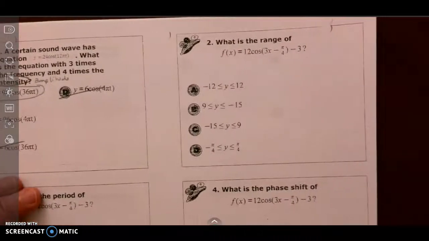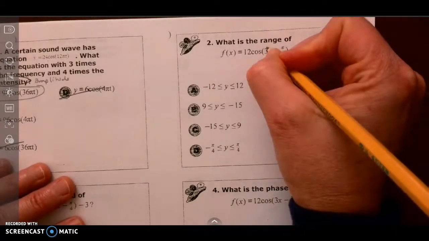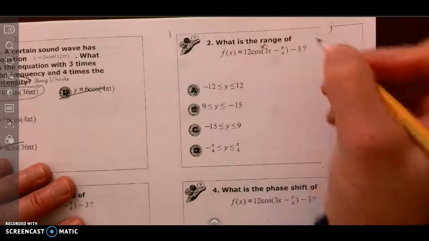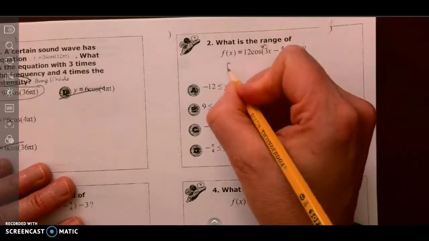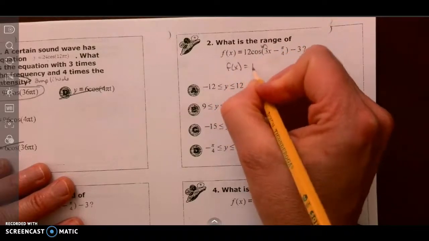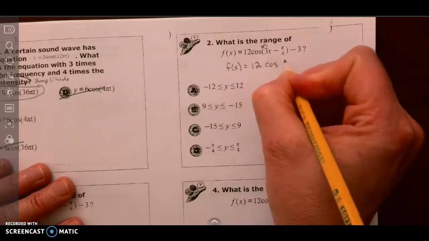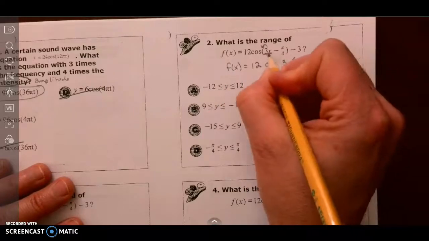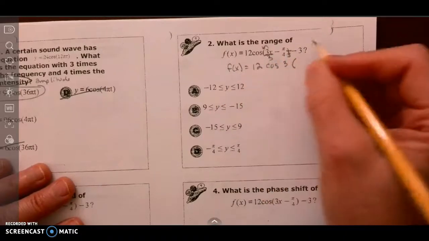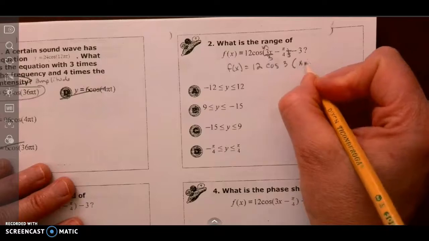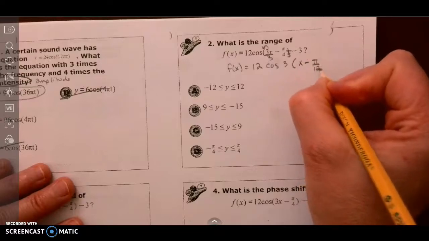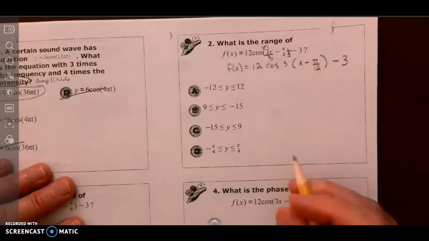Number 2, what is the range? First thing I always do is put my equation in standard form by pulling out that 3. F of x equals 12 times the cosine of 3. I've got to divide both of these by 3 then. X minus pi over 12 minus 3.